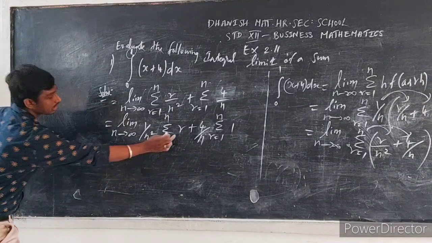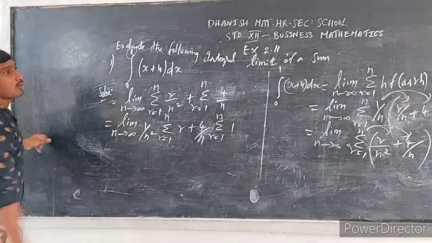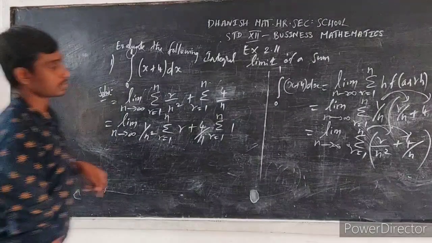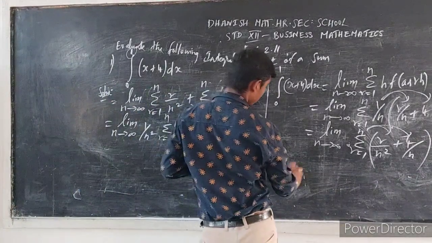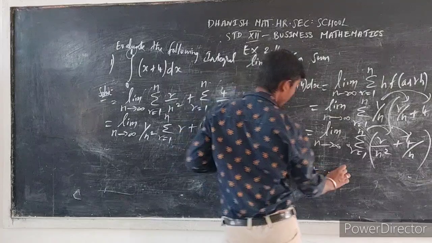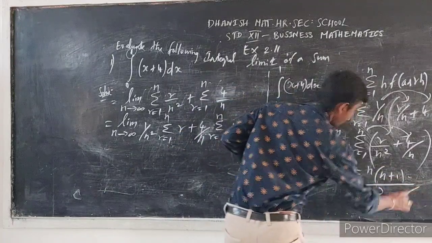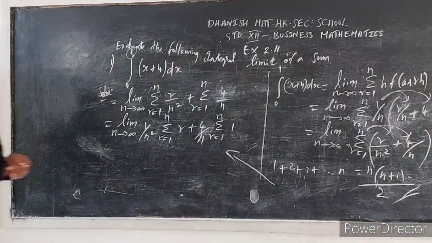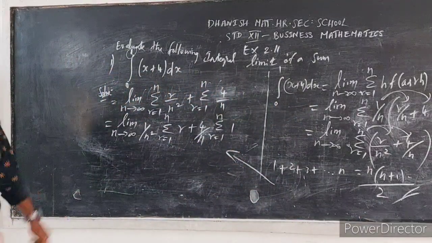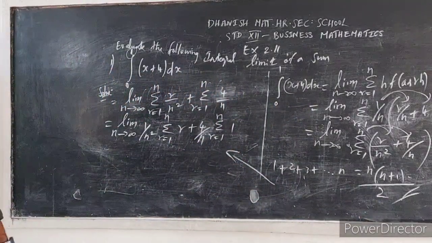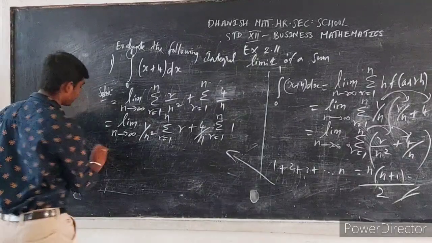What is the formula for summation of r? That will be 1 plus 2 plus 3 up to n, that will be equal to n into n plus 1 divided by 2. What is the formula here? 1 plus 2 plus 3 plus up to n equals n into n plus 1 divided by 2. I am going to substitute this formula here.